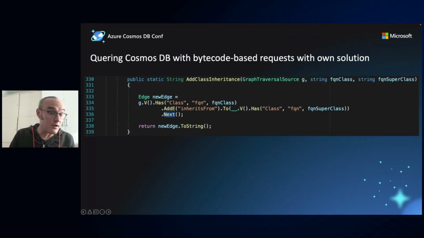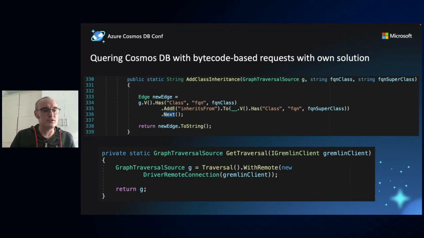And instead of using the Gremlin client, as you can see, I'm really using this graph traversal source as we had in the previous example. But how do I get to this graph traversal source? So normally I do the following. I'm having the Gremlin client. Using the Gremlin client, I create a driver remote connection, and then I create a traversal to a remote database using this driver remote connection instance. That is how I would do it normally.